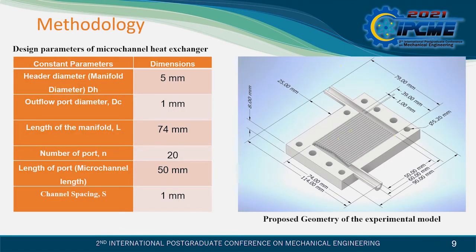As shown here, the design parameters of the microchannel heat exchanger are as follows: the header diameter is 5 mm, the outflow port is 1 mm, the length of the manifold header is 74 mm, the number of ports is 20, the length of the port is 50 mm, and the channel spacing between one port and another is 1 mm.